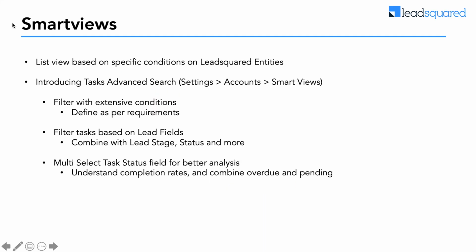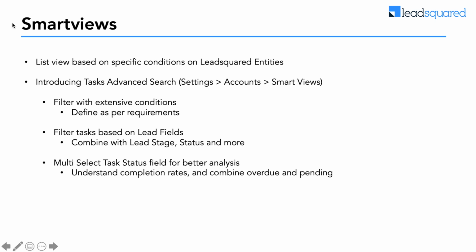So smart views is essentially a list view built into LeadSquared where you can filter out multiple LeadSquared entities like leads, activities, tasks, opportunities, and apply specific conditions on them and fetch those particular entities precisely. So this can be leads who are in a particular stage of a funnel, tasks that have been completed, or opportunities of a particular estimated value.